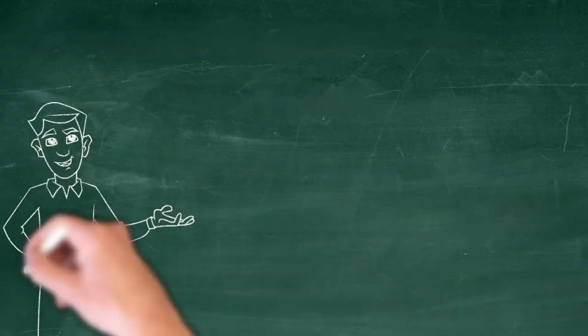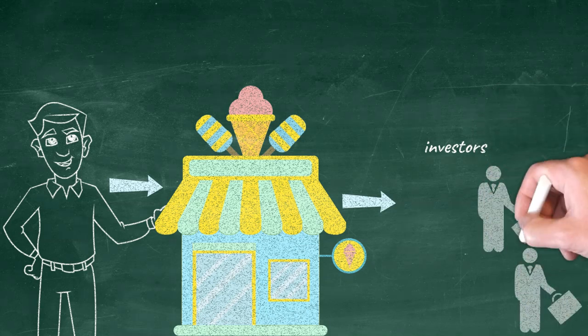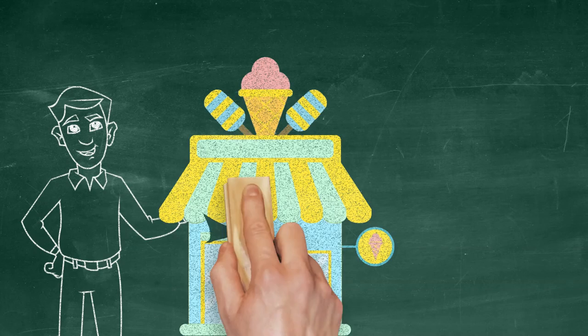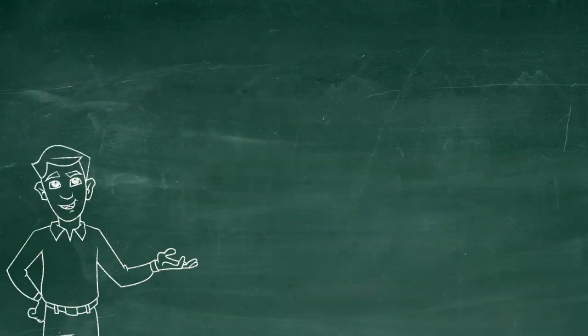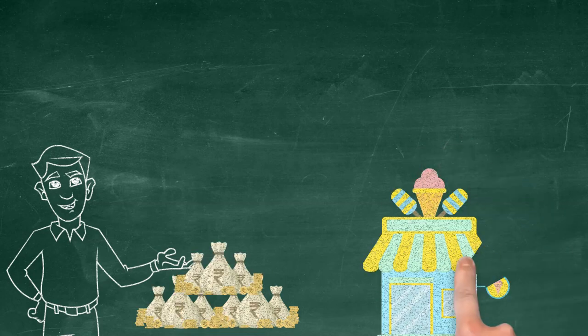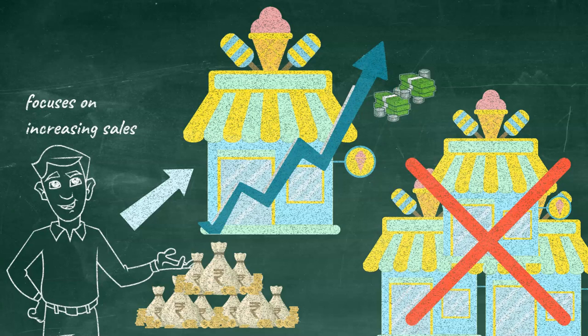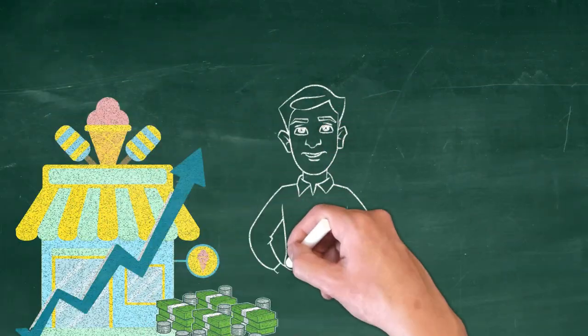For example, Arush opens an ice cream shop with the help of investors and issues shares. Arush's ice cream shop is a hit and sales skyrocket. But instead of using the profits to open up more shops, Arush focuses on increasing sales at the existing shop. Profits continue to roll in.